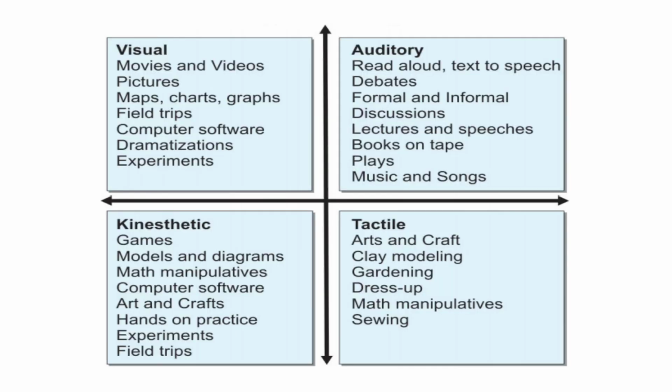Okay, so visual learning. Under visual you have movies, videos, pictures, maps, charts, graphs, field trips, computer software, dramatization, experiments, etc. Under kinesthetic you have games, models and diagrams, math manipulatives, computer software, art crafts, hands-on practice, experiments, field trips. Under auditory learning you have read aloud, text to speech, debates, formal and informal discussions, lectures and speeches, books on tape, plays, music and songs.